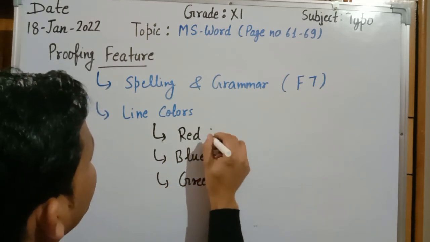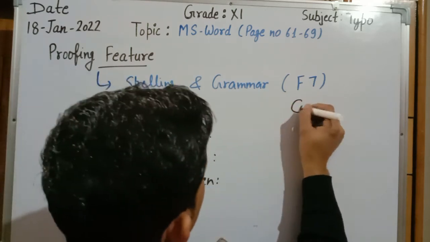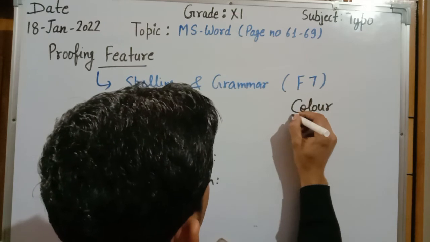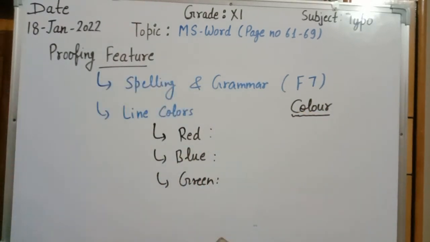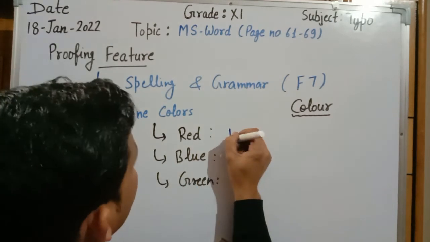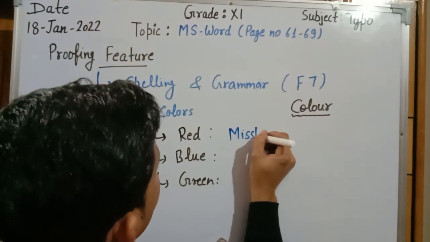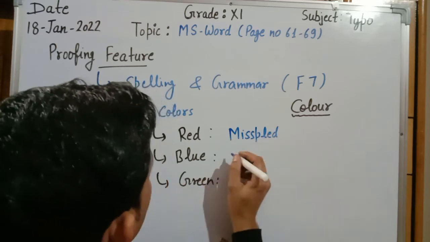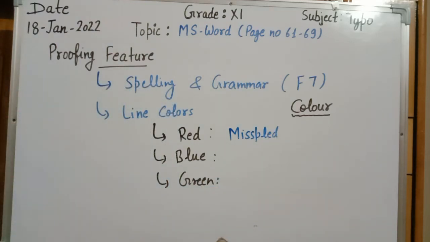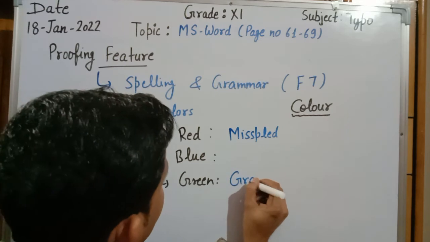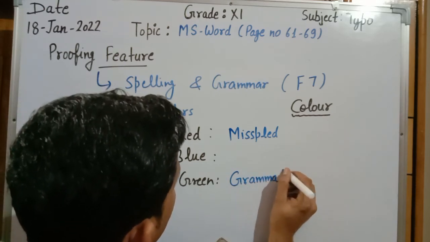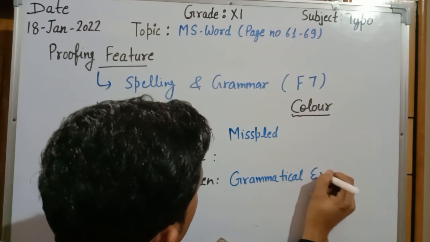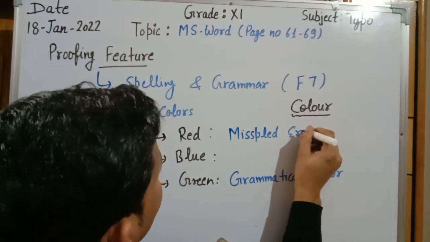What is the meaning of these three lines? Suppose I have written COLOUR and this line is displayed at the bottom. This line is known as a zigzag line. What does this line represent? The red line represents the misspelled error. It means there is a spelling mistake. While the green line represents the grammatical error. If any grammatical error is there, it will be represented by a green line.